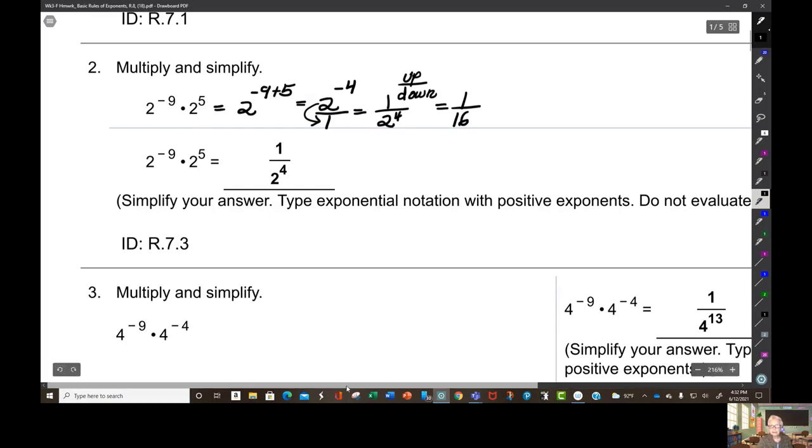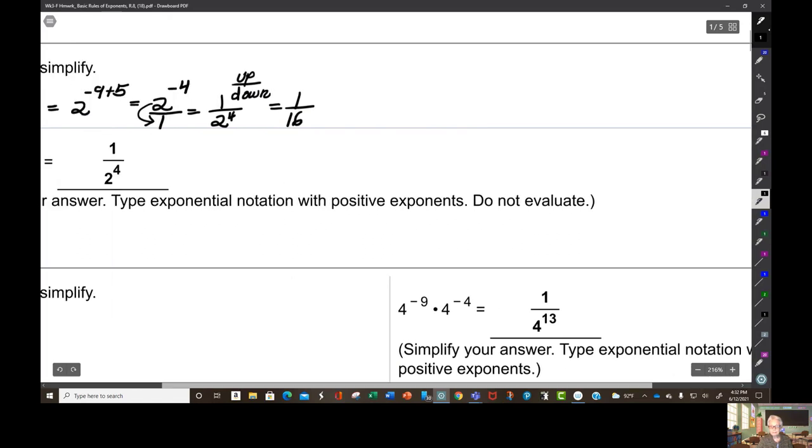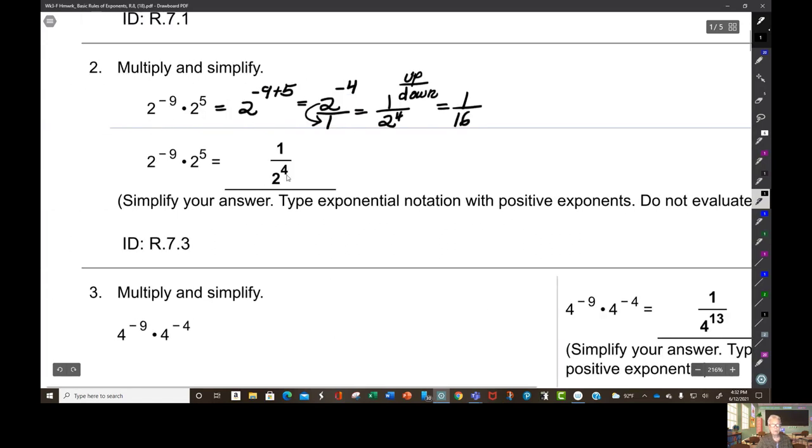Let's see what the answer is. Oh, there it is. They wanted you to leave it as 2 to the 4th power on the bottom, 1 over 2 to the 4th power. A negative exponent has nothing to do with the sign in front of the base. It has everything to do with whether the base is located in the numerator or in the denominator.